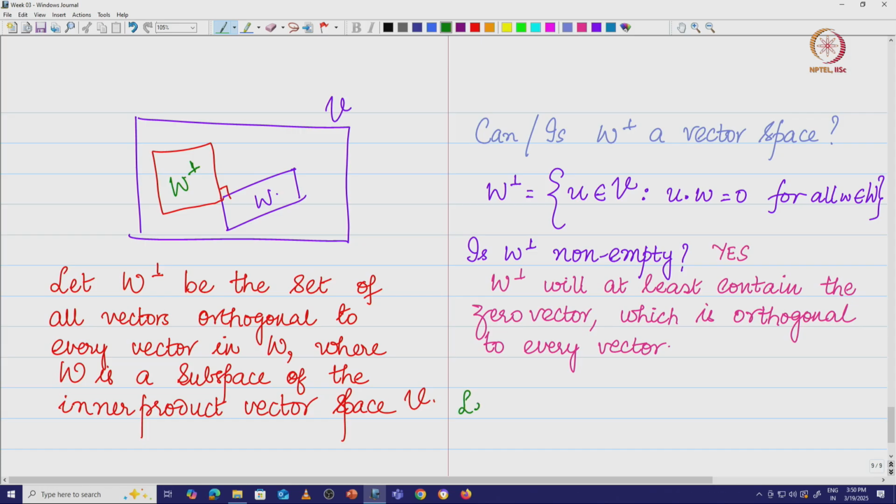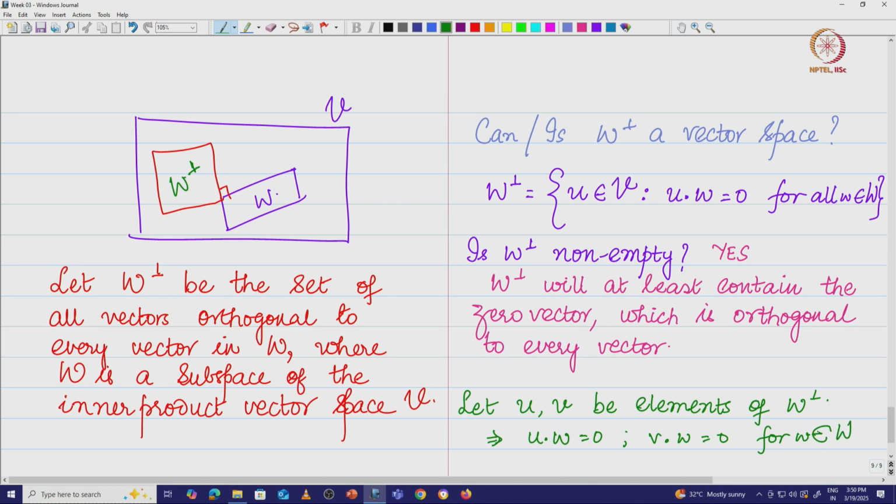Let us say u and v are elements of W perpendicular. What does that mean? This means I know that u dot w is equal to 0 and v dot w is equal to 0 for this vector w in the W subspace. Is that correct? That is how we have defined our set. So for all w in W, I take 2 vectors u comma v from W perpendicular, and I say u dot w is 0, v dot w is 0.